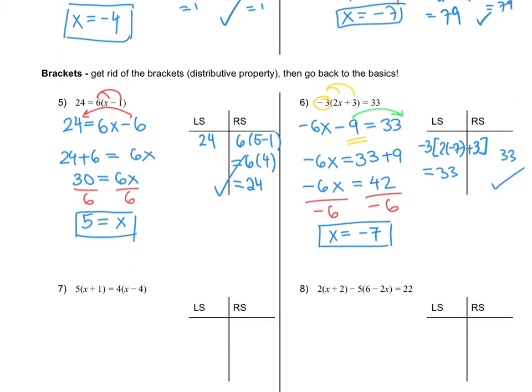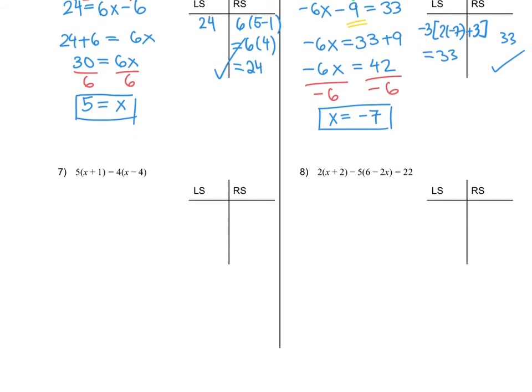All right, if we look at our final two examples here, we do have multiple brackets. In number 7, we have brackets on both sides, and number 8, we just have 2 on the same side. So really, let's get rid of the brackets and let's see what happens. So when I distribute the 5 in, I have 5x plus 5. When I distribute the 4 in, I have 4x minus 16.